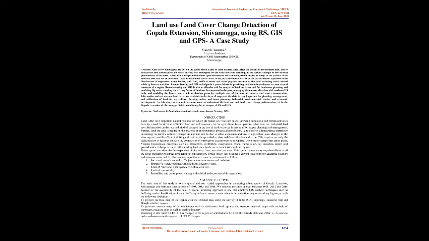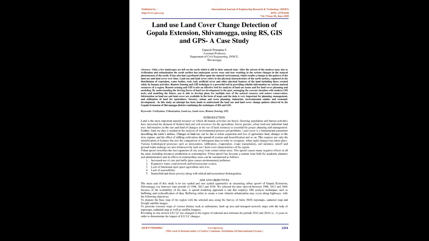After the advent of modern man, due to civilization and urbanization, the earth's surface has undergone severe wear and tear, resulting in serious changes in the natural phenomenon of the earth. It has also had a profound effect upon the natural environment, which results in a change in the pattern of land use and land cover over time.